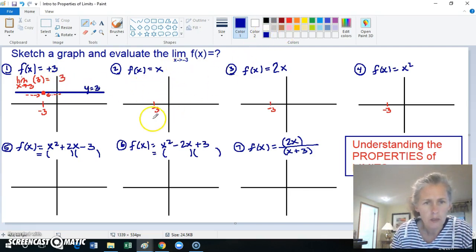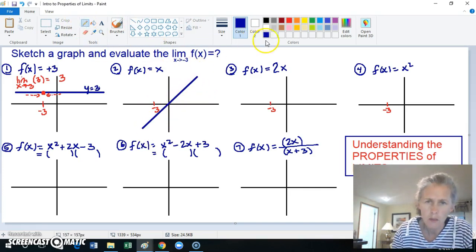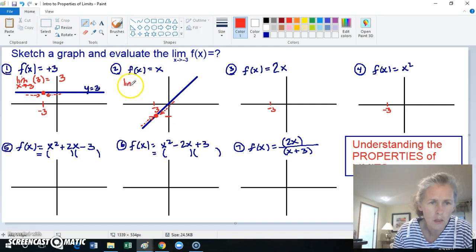Okay, second equation, y equals x. We know that to be the line y equals x passing through the origin. As x approaches -3 from the left, and as x approaches -3 from the right, what y value are we getting close to on the function? The limit as x approaches -3 on the function y equals x is equal to -3.